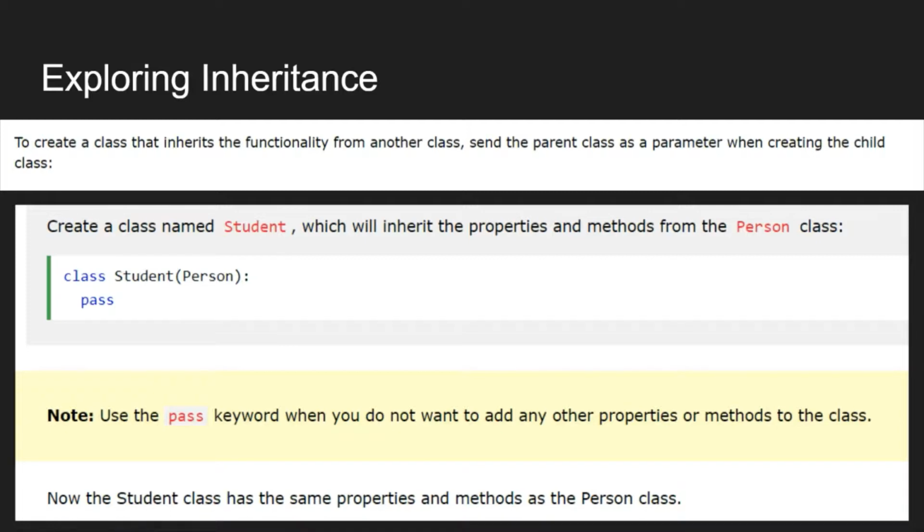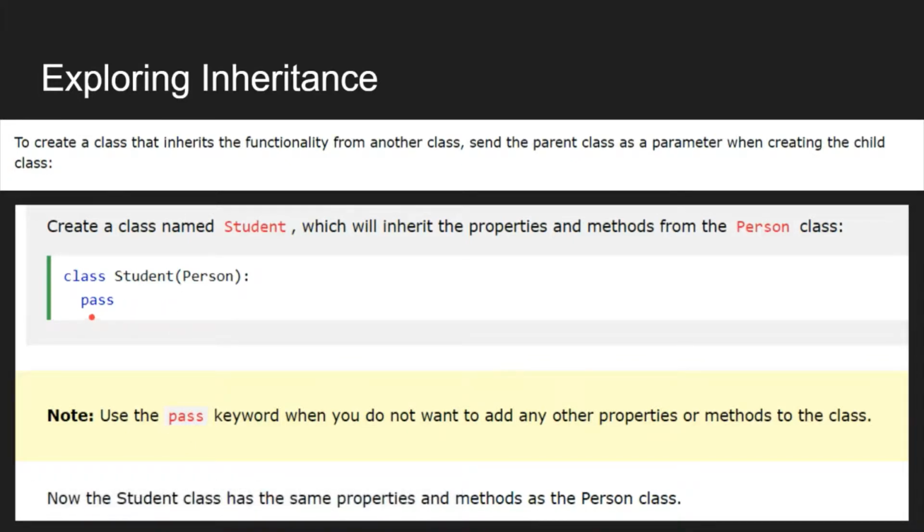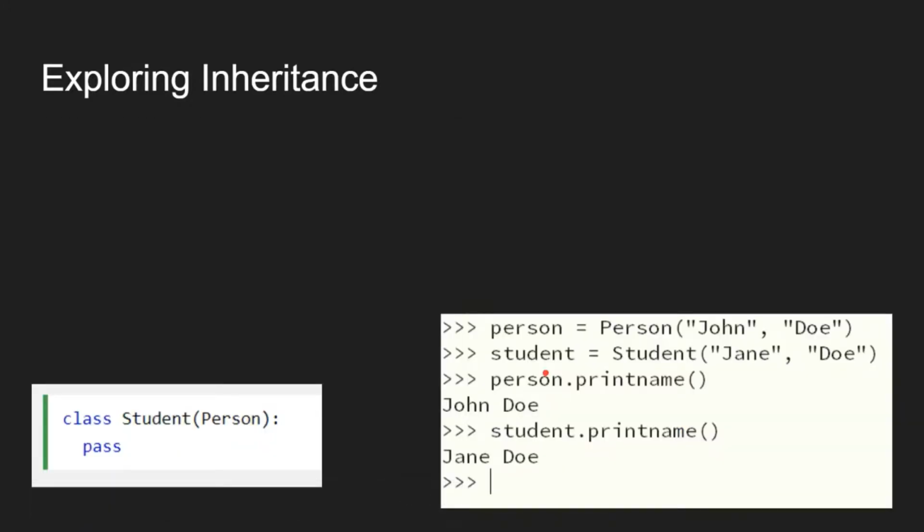And think about this intuitively for a second. Obviously, a student is a person. A student is going to have a first name and a last name. So why shouldn't it inherit from the Person class? It'll inherit all the properties and methods from the Person class. And note we're using a new keyword here, pass. It just tells Python that we're leaving it blank for now. So skip. And so here we have our class Student.